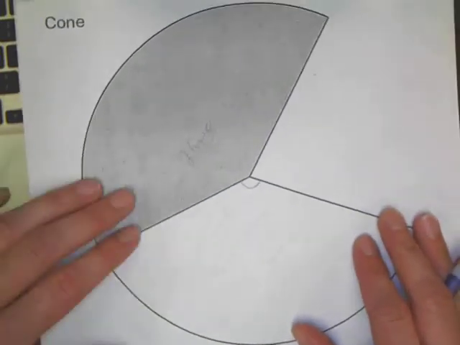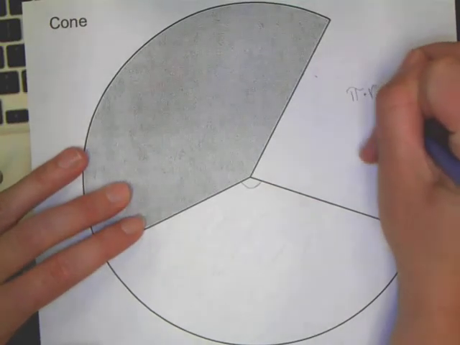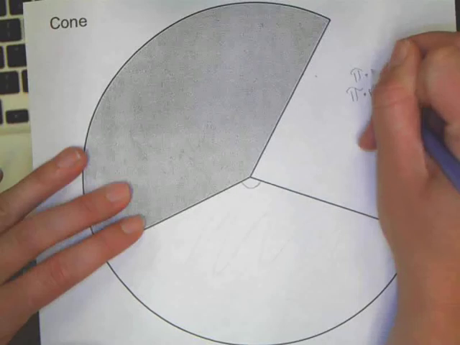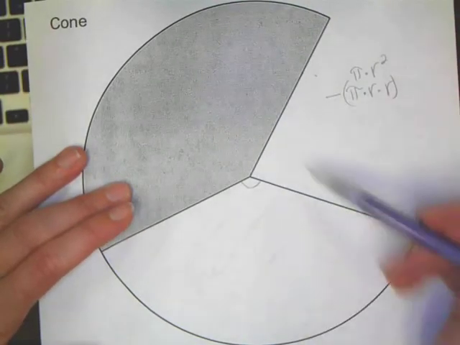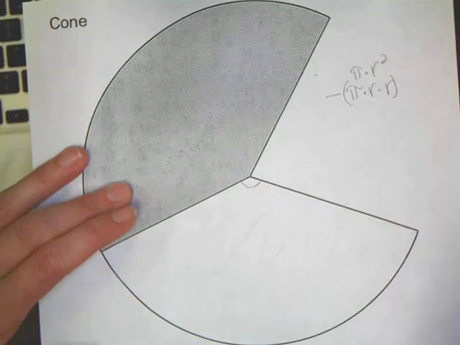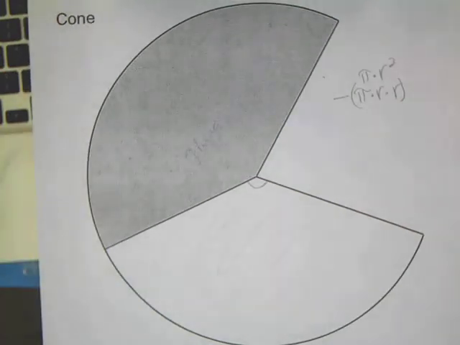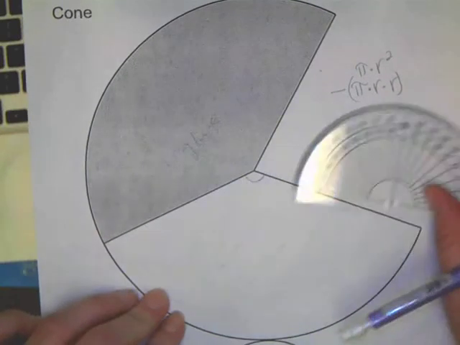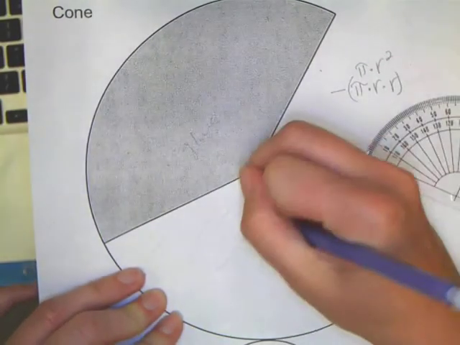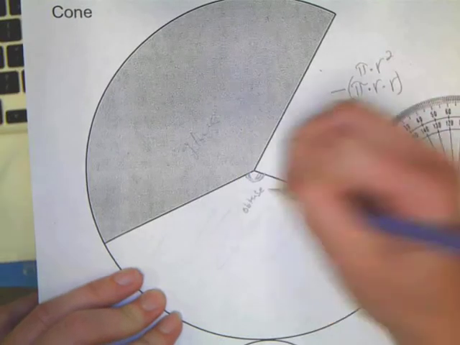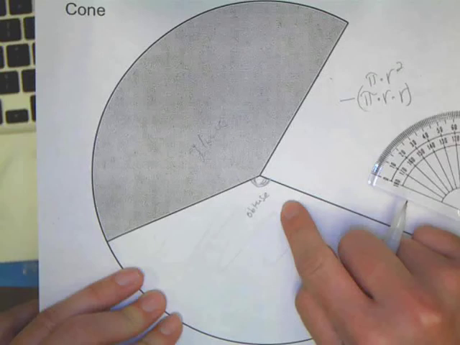So since it's part of a circle, I'm going to take the area of a circle, pi r squared. And I know I just need some fraction of it. It looks like it's about a third, but in order for me to be sure, I'm going to measure with a protractor. So taking my protractor, I need to measure this angle that I've highlighted. It looks obtuse, so I'm going to take that note now just so I'm sure. Obtuse meaning it should be more than 90.